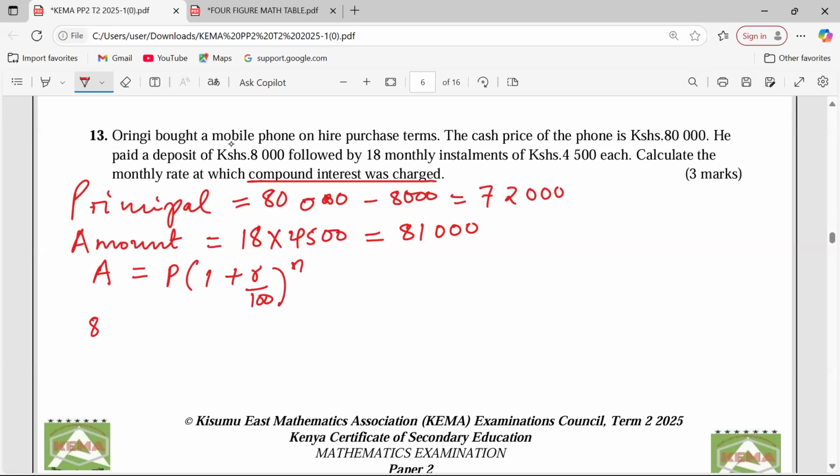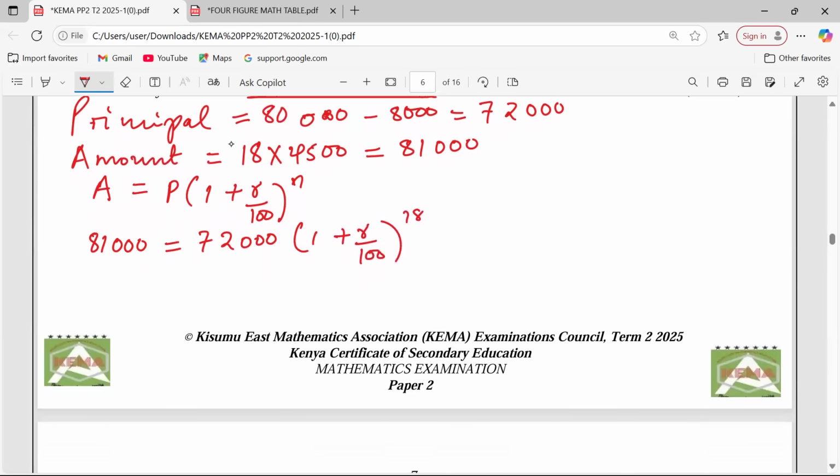Therefore, we can talk of 81,000 equal to 72,000 times 1 plus rate unknown over 100 raised to 18. That's simple. Can we take 81,000 divided by 72,000 and we get 1.125? Now this is after dividing by 72,000 through. This now is 1 plus rate over 100 raised to 18.